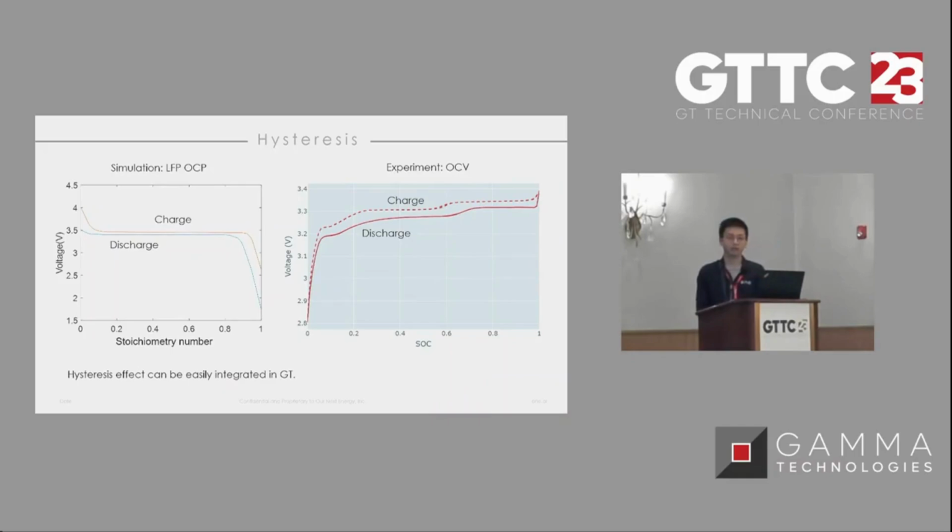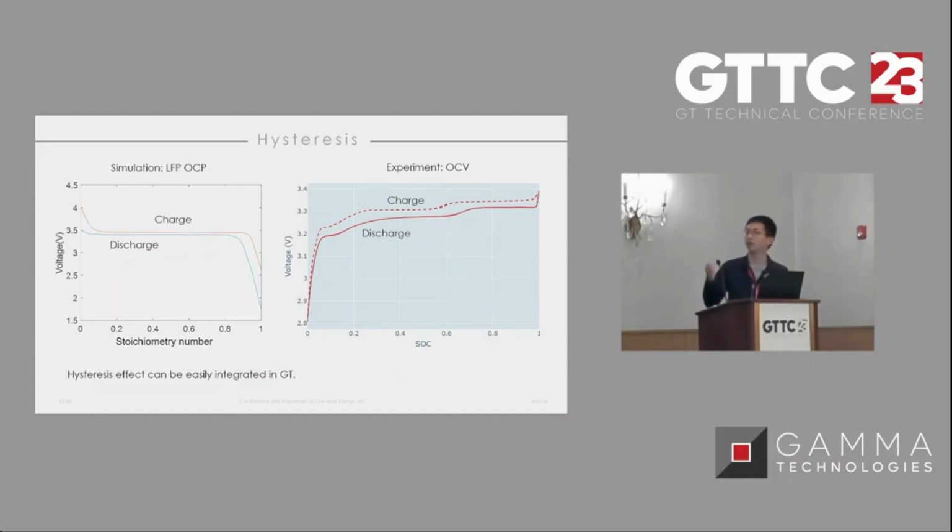One thing I want to highlight here is the hysteresis function in GT. As you can see on the right side, when we charge and discharge the cell, although we only use a very small current, we can see two distinctive curves that were caused by the hysteresis effect of the materials. Both graphite and LFP have the hysteresis effect, I think, but the LFP is more dominant. As you can see on the left, we just input this feature into the model to have this hysteresis effect in the LFP OCP.